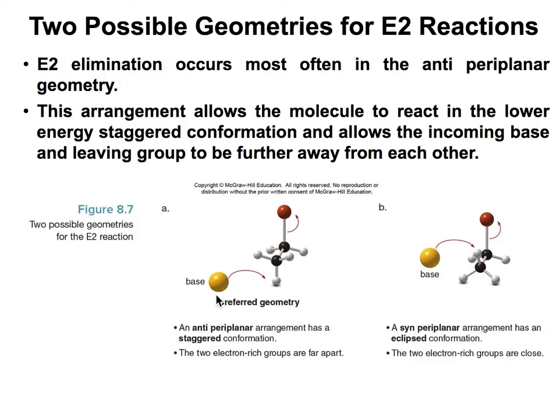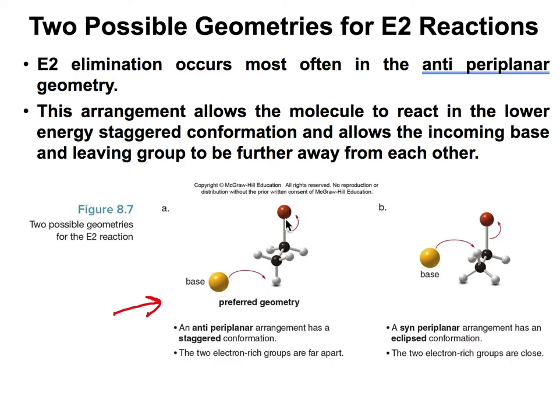So you see here, we see it with a different perspective. The base could come from the bottom and then the leaving group could leave, or the base could come from the top. You see here using this ball model that the base coming from the top is not preferred because it's highly sterically hindered, right? And here is much better. So this is the preferred geometry for an E2 reaction to happen.